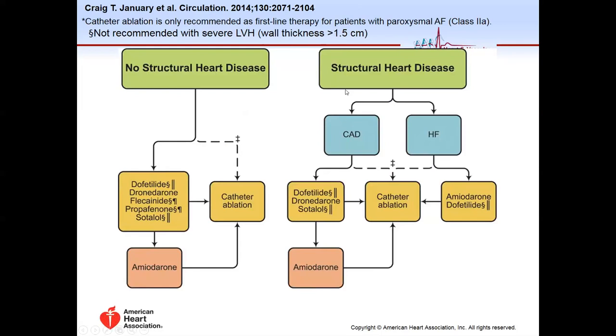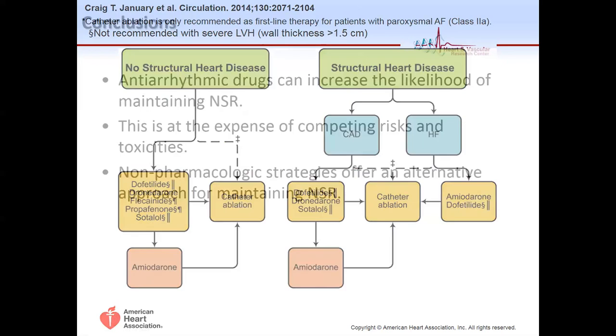You can do whatever you want. Structural heart disease patients, you're more limited. So if they have heart failure, it says you can give them amiodarone or dofetilide. I'll have to throw in here that you can usually get away with sotalol too. If they have coronary disease, same drugs. And then you either go to amiodarone or you go to catheter ablation. These are your choices. But you should be aware of this on your patient's behalf.